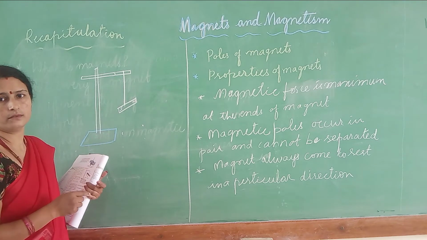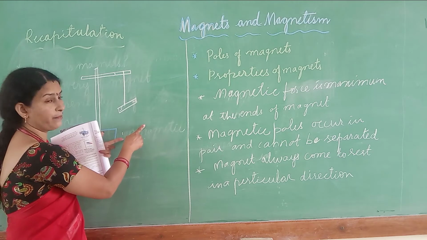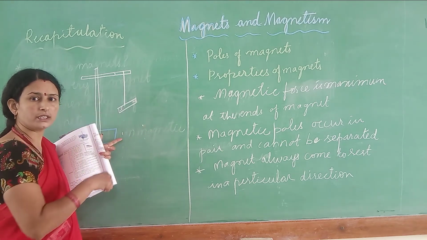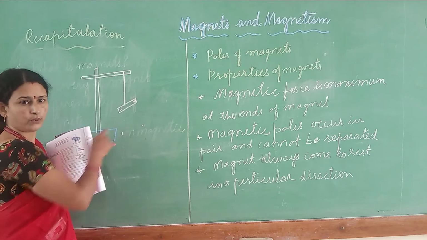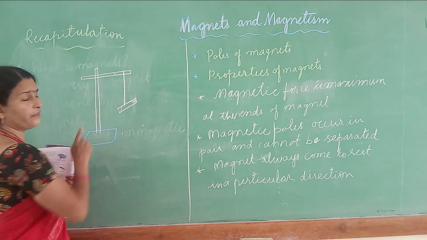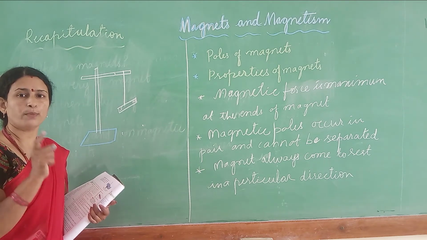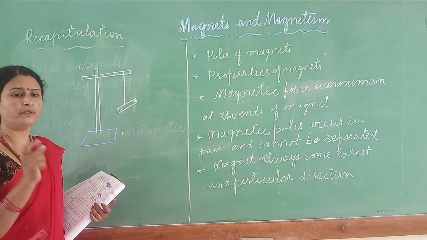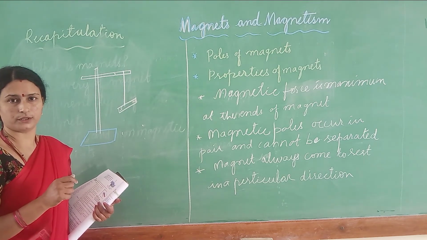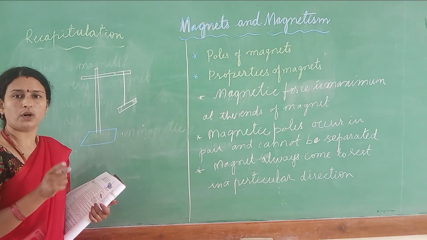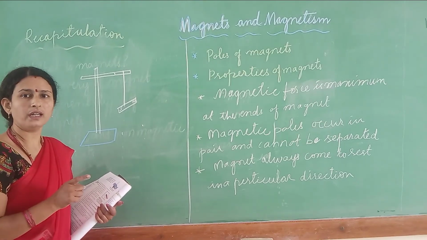What will you observe? You will observe that the magnet has come to rest in the same direction as before. So this activity shows that a magnet always comes to rest in a particular direction. Which are those particular directions? Those directions are north and south. So a magnet always comes to rest in the north and south direction.